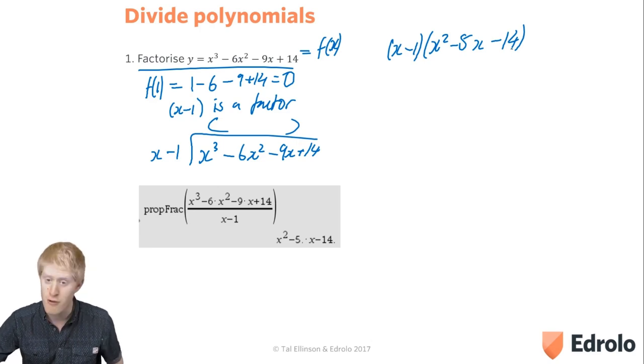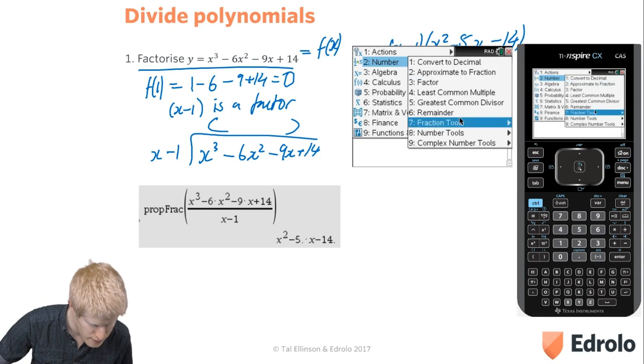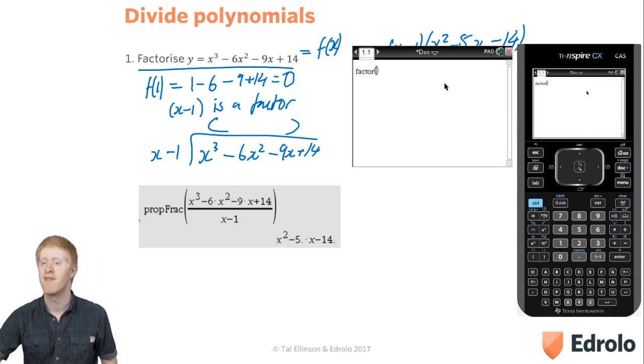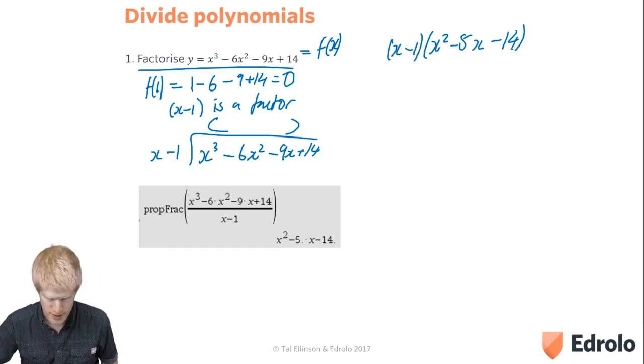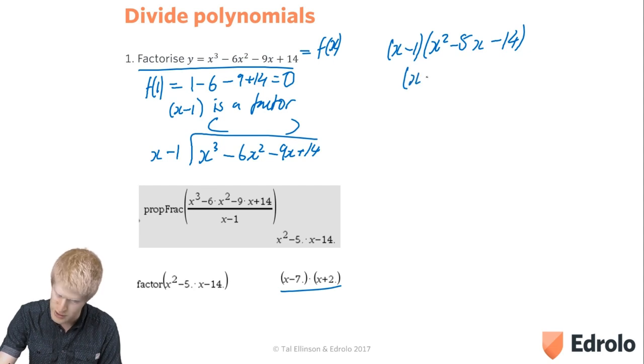So how do you factorize something? To factorize, you go Menu, Number, Factor. And inside that factor, you can type in the expression you want to factorize. Here's one I prepared earlier. If you factorize your quadratic expression, you see it actually simplifies down to x minus 7 times x plus 2.